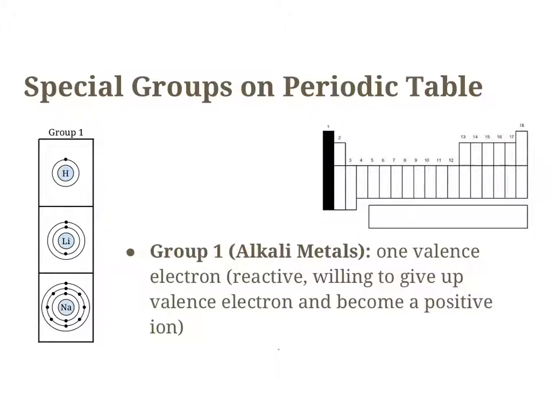Each column on the periodic table has a special name, and we don't need to know all of them, just some of them. The very first group, this group right here on the periodic table, is called the alkali metals. They all have one valence electron, and they are incredibly reactive. That means they're willing to give up their valence electron and become a positive ion. Every single element in this column is very willing to give up its electron, so we call those the alkali metals.